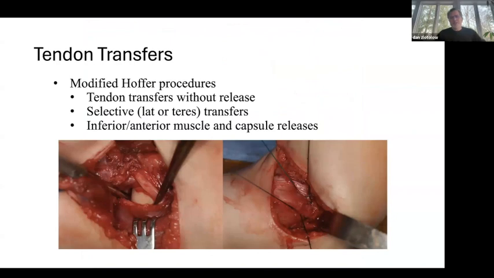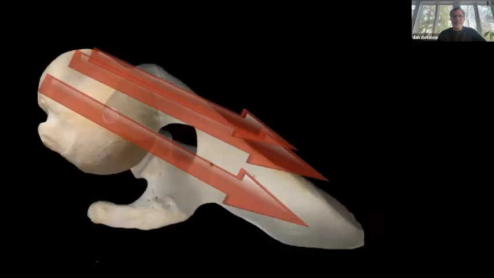And so we've been doing these tendon transfers, which are basically modifications of the Hoffer procedure, and everyone has their own brand or their own label or their own way of doing this. But the tendon transfers can be done without a release. You can decide to do one or the other, either the lat or the teres or both. And then there's the inferior or anterior muscle and capsular releases, which were shown to us by the Boston Children's group. The problem is that we've really not understood the deformity of the shoulder.